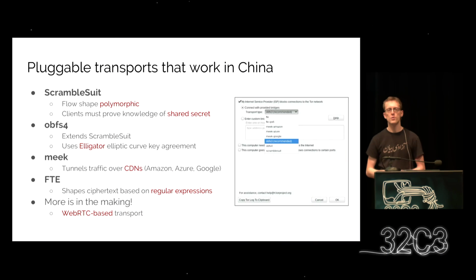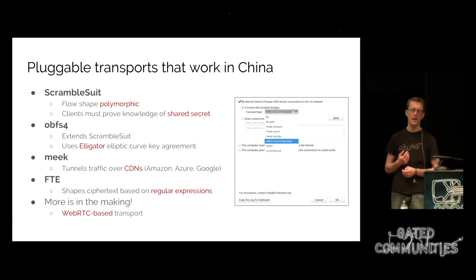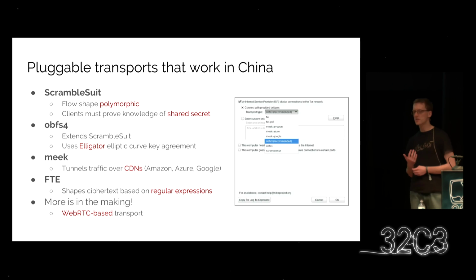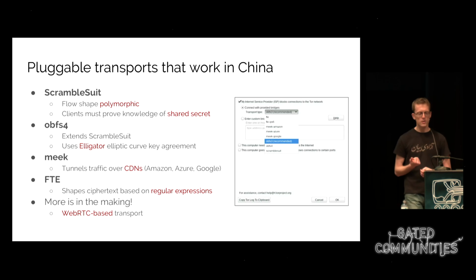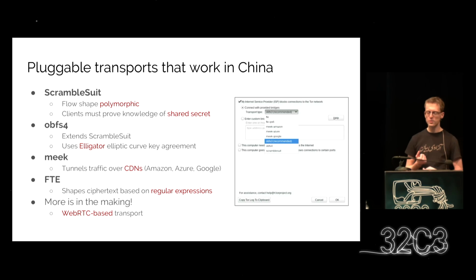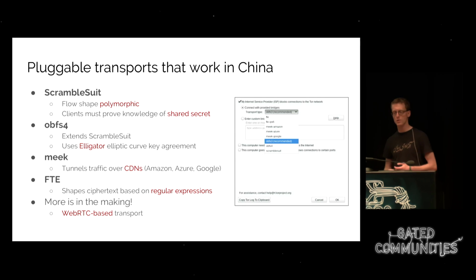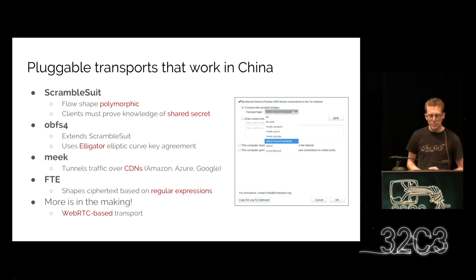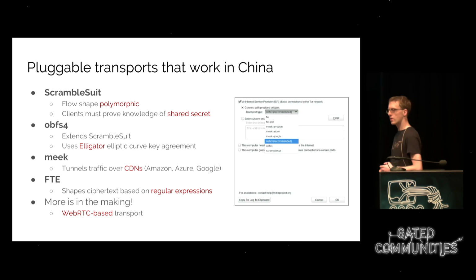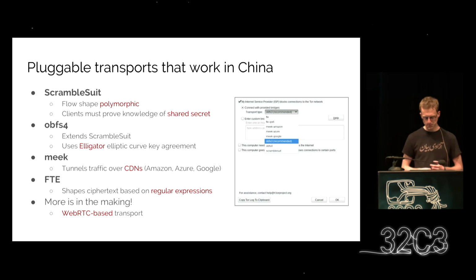And FTE stands for Format Transforming Encryption, and it's a neat hack to basically format arbitrary byte streams according to a bunch of regular expressions you provide. And the cool thing is all these systems, this isn't just science fiction. So they're developed, they're tested, and they're deployed. So when you download Tor browser today and you start it, then you actually get a window like that, and you can select whatever you prefer among these circumvention protocols. And a lot more of them are in the making right now, like a WebRTC-based transport, which is going to fix, hopefully, a bunch of nasty problems, and which looks really promising at this point.